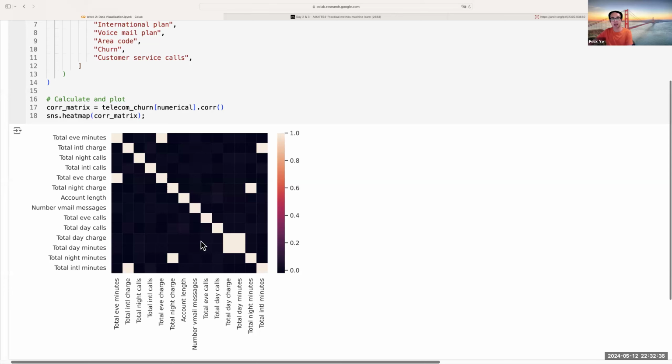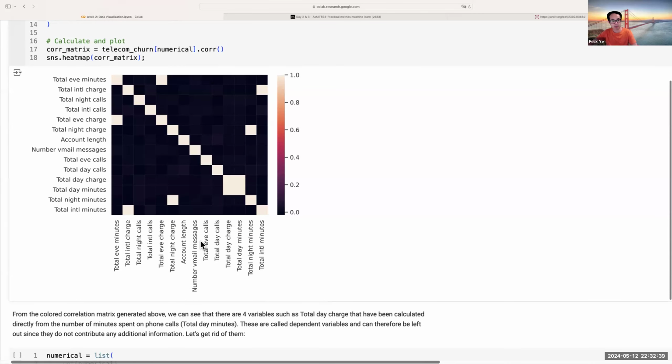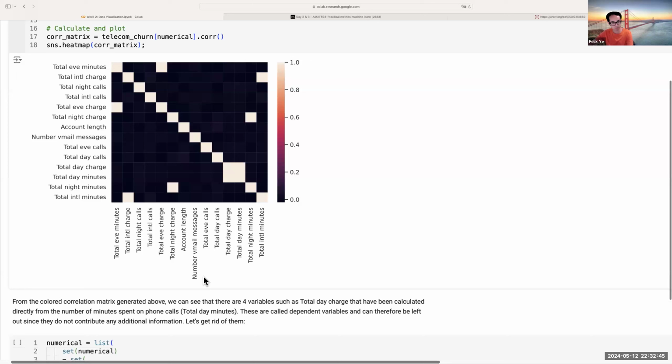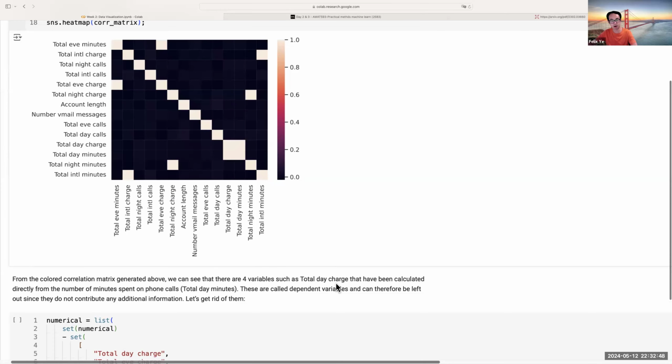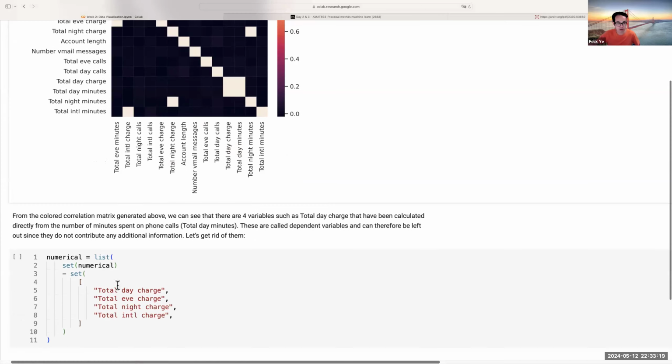So we are using these correlation functions just to see some very common sense things right here. You can see there are four variables. Total day charges have been calculated directly from the number of minutes of phone calls. So you can think of them as dependent variables, because you can use all these other variables to calculate total day charges. That means these specific features can be completely left out since they don't contribute any additional information. So let's get rid of them.